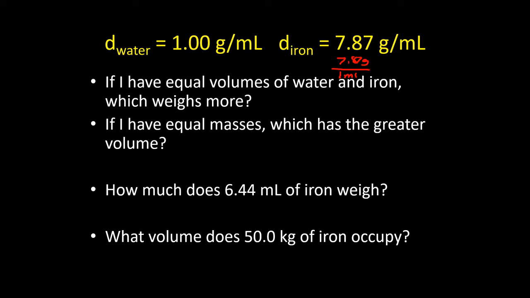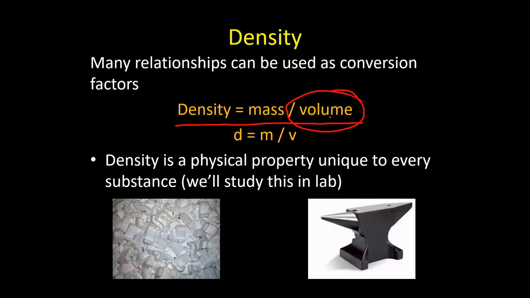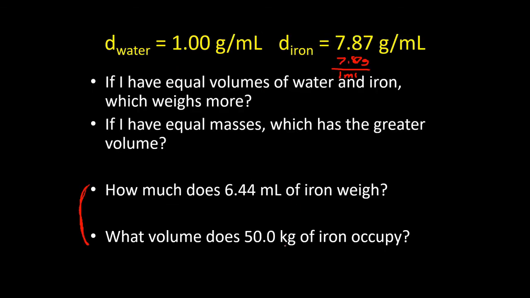All right, so with that being said, let's look at the last two here. So go ahead and pause the video again and try to answer these last two questions. So these are calculation questions now. So how much does 6.44 mils of iron weigh? And what volume does 50 kilograms of iron occupy? So be thinking of this equation here. You can use this equation to solve both of those calculations, actually. But do keep in mind that this is kilograms. So go ahead and pause the video and try to work that out.